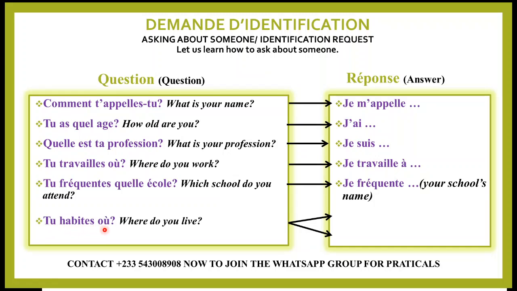Tu habites où? Where do you live? J'habite à, and you add where you stay. Or j'habite. So in the previous video you have learned the difference between j'habite à and j'habite. This one you mention the town, and this one is the area. Or j'habite à, then you add the town. If you are living in a town or a city, you add it. Or a village, you add the name of the village or the town. Over here is the area. So in the previous video, you have also learned how to put the two in one sentence.